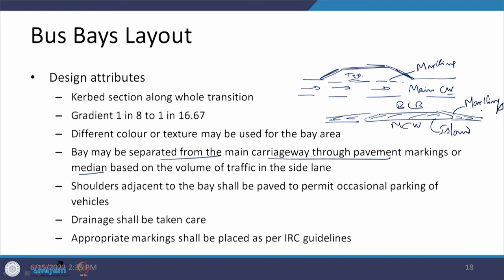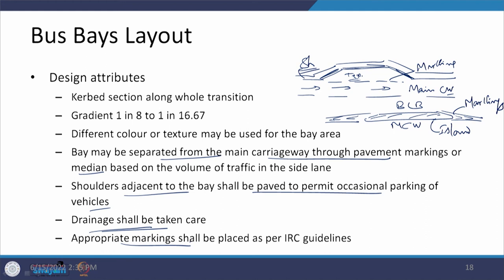Shoulders adjacent to the bay shall be paved to permit occasional parking of the vehicles. So, whatever these shoulders are being provided, this is how we are going to do it. This is a shoulder and these shoulders should be paved. So, we are providing, say, a 1.5 meter wide shoulder. If it is paved and there is a requirement of parking a vehicle, a person coming to drop or pick up, that is also feasible. Drainage also needs to be taken care of, and whatever appropriate markings are there, they should be there as per the Indian Road Congress guidelines.